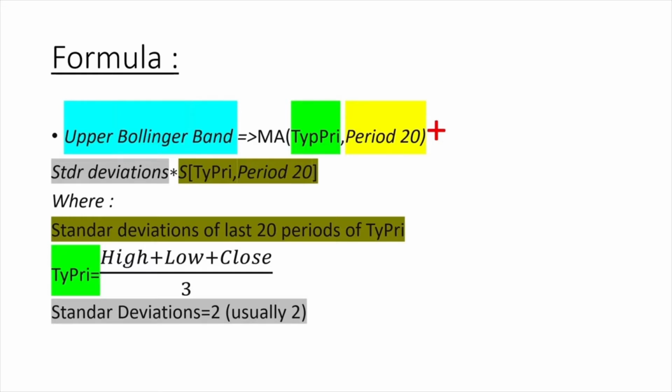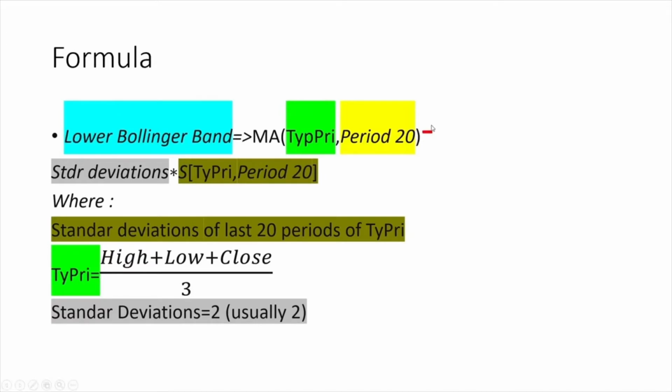This is the pure formula of the indicator. We have the upper Bollinger Band, which is the moving average of typical prices. We have analyzed what is typical prices. High, low, close divided by 3. A period of 20, this is the most common, plus standard deviations from the moving average for the last 20 period of the typical prices, and the lower band, it's minus the standard deviations of the last 20 periods of typical prices.